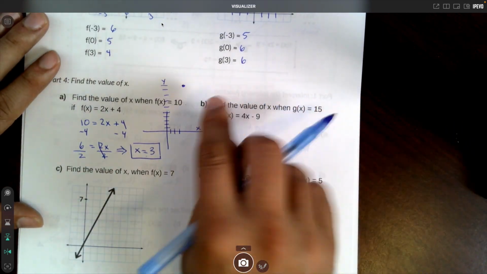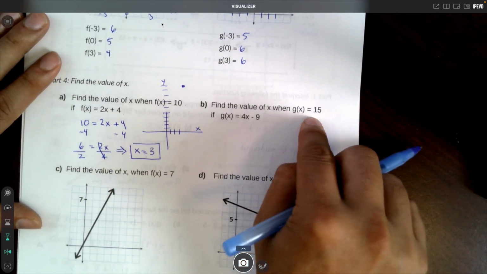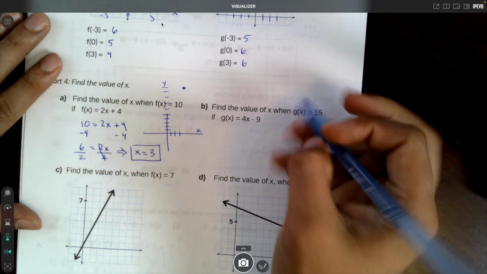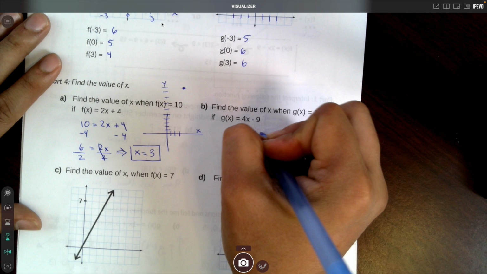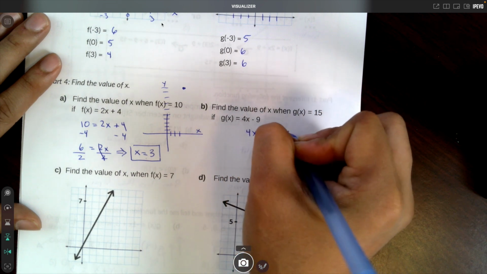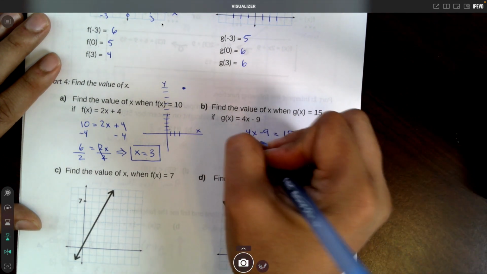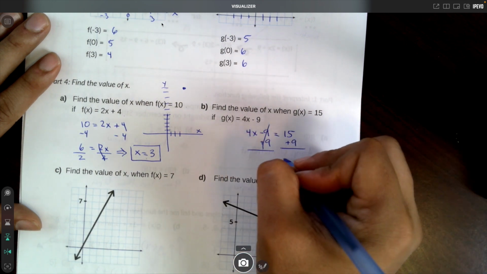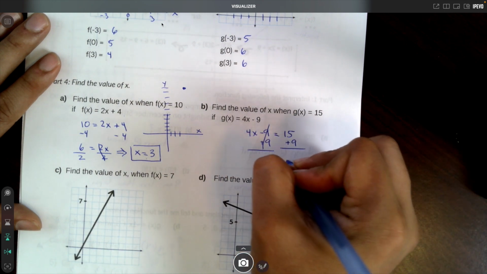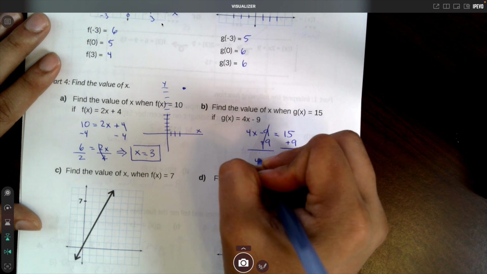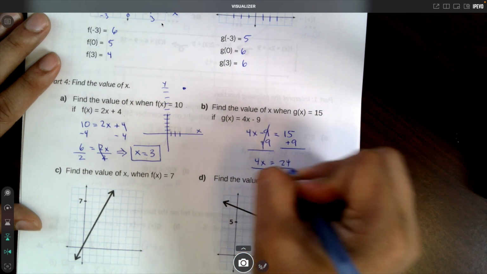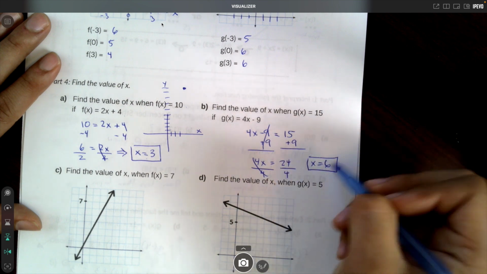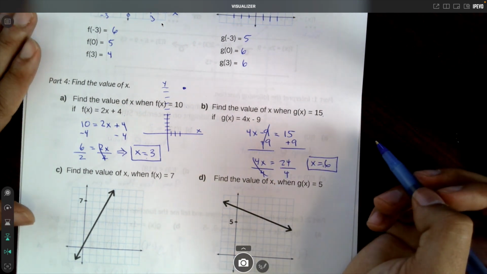All right, what about this one? Find the value of x when g of x is equal to 15. So if this is equal to 15, what's the x value? So 4x minus 9, I'm going to put the equal sign on this side this time. Plus 9 to both sides. These 9's cancel. I'm left with 15 plus 9 is 24. 4x. Divide both sides by 4. x equals 6. So that means if I plug in a 6, I'm going to get a 15.